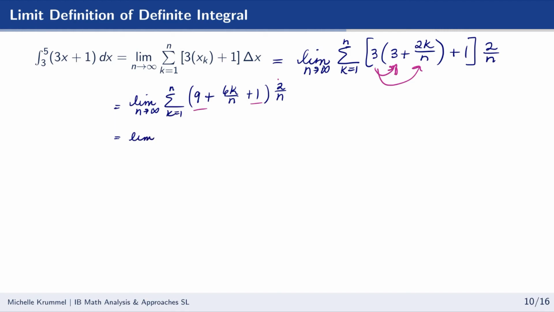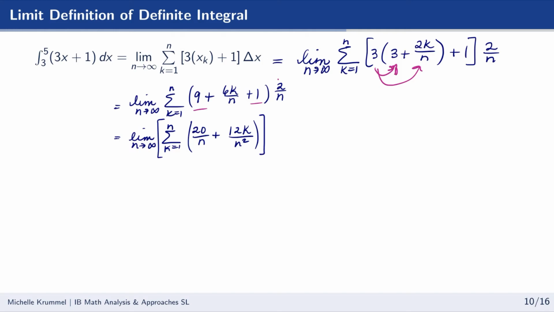So limit as n approaches infinity, sum k equals 1 to n. The 10 times the 2 over n is going to give me 20 over n. 6k over n times 2 over n will be 12k over n squared. Now we're going to wait on the limit and simplify the summation first using those properties.